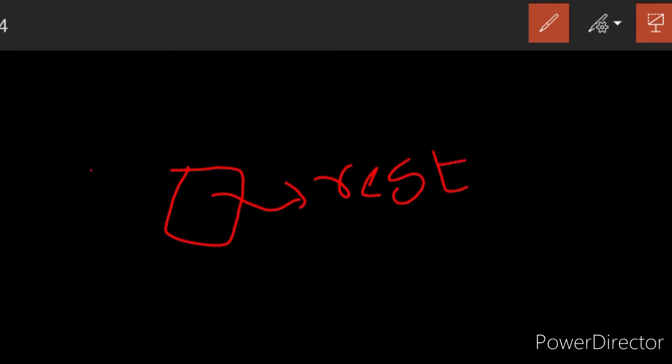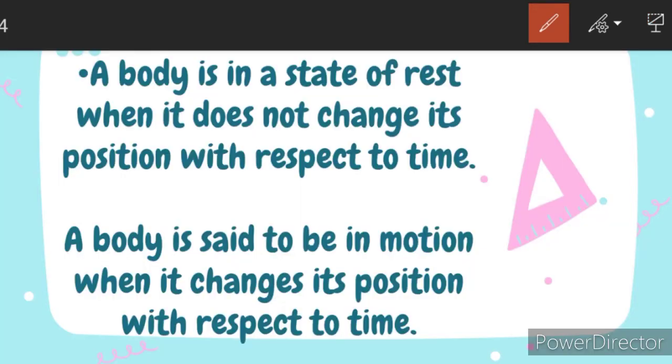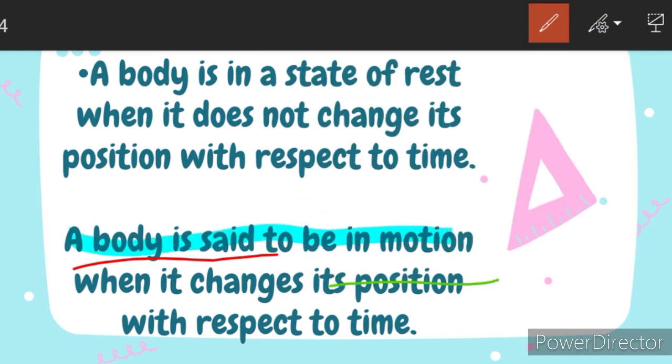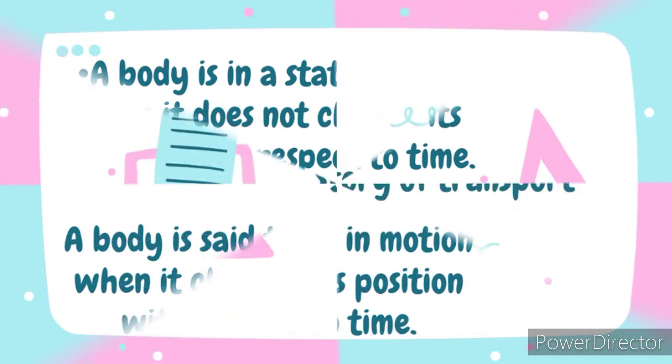Now when I push this box, what will happen to it? This box will start moving, and at that moment I can say that this box is not at rest now. It is in motion because it is moving with respect to time. So in order to write the definition, you can say that a body is said to be in motion when it changes its position with respect to time. Of course it is changing its position, but with respect to time, people. This is all you have to remember about motion.